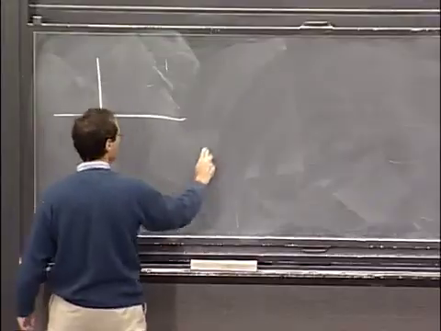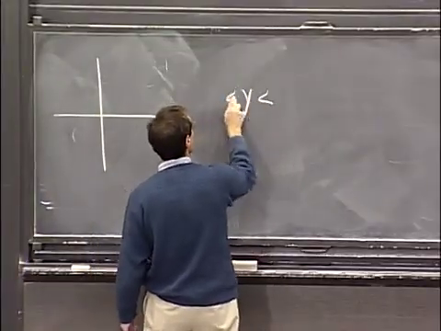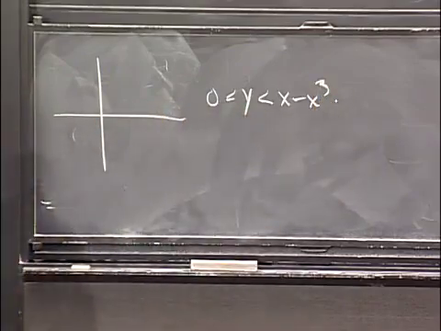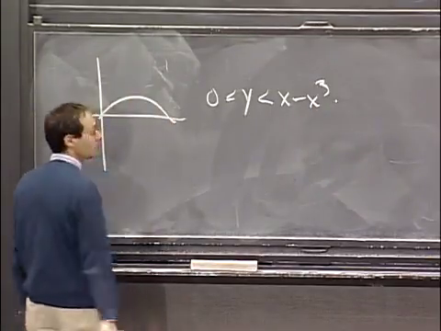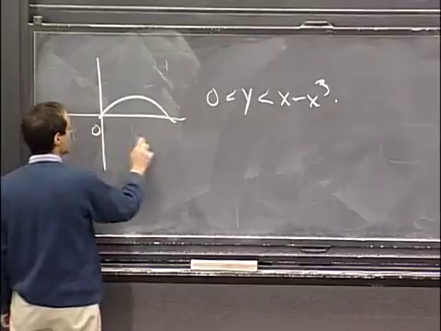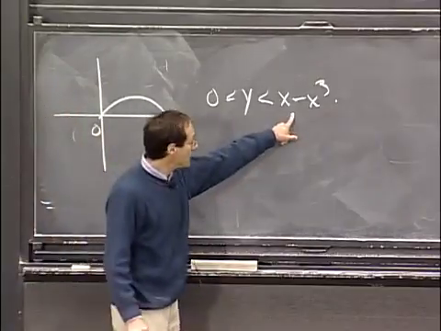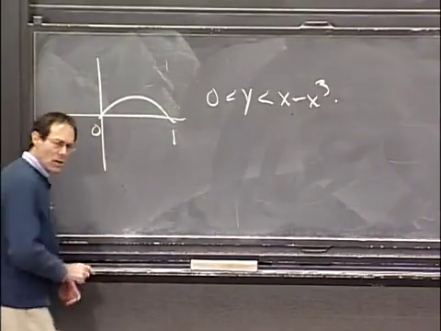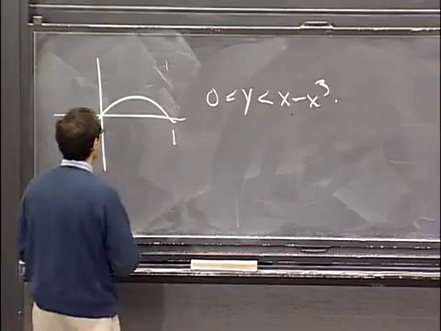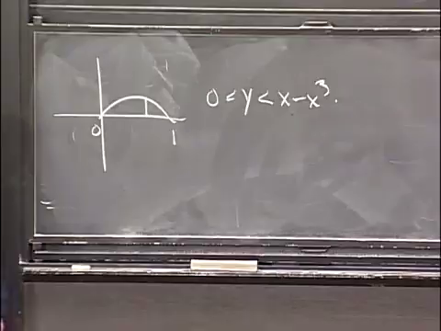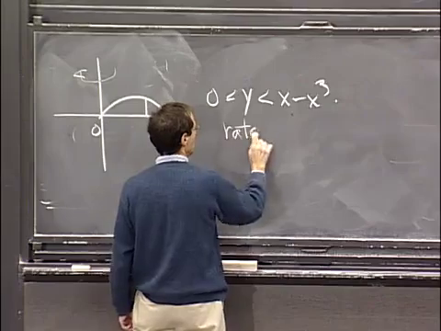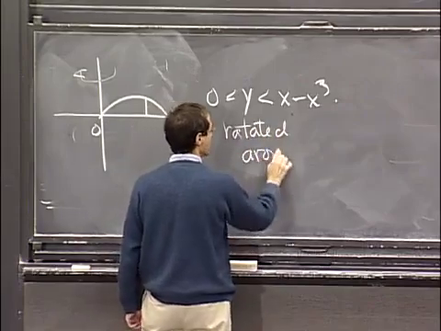Suppose you're looking at the curve y between 0 and x minus x cubed. All right? So this is some kind of lump like this. It goes from 0 to 1 because the right-hand side is 0 at 0 and 1 here. And there are these two possibilities. One of them is to do shells. And this is supposed to be rotated around the y-axis in this case.